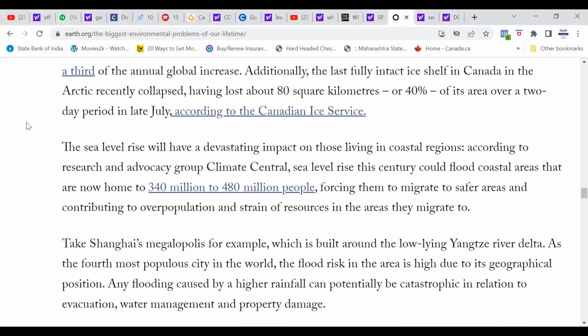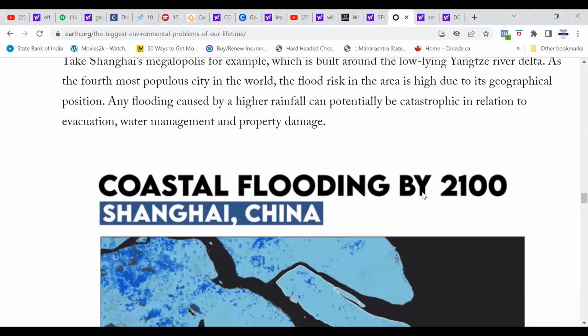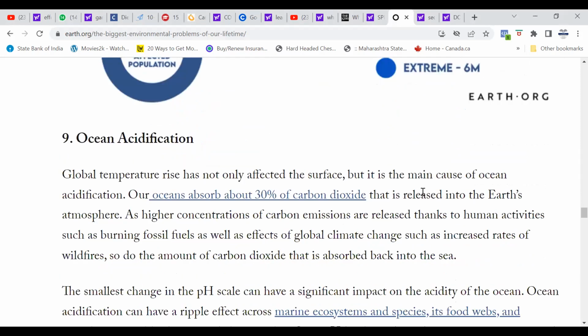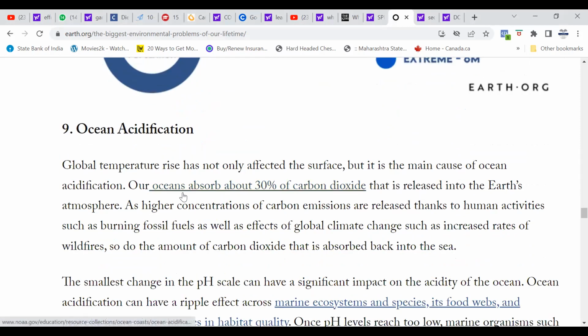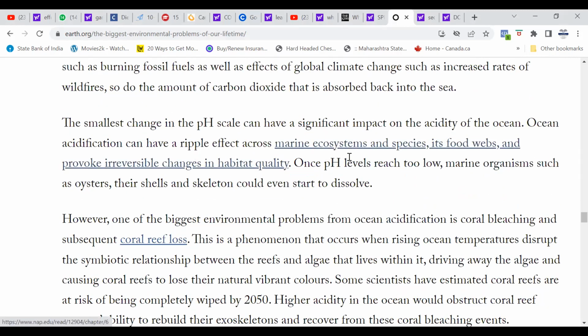Yes. Devastating impact. See, everywhere you'll see this. Devastating impact, catastrophic. Please use this. See how Shanghai has been impacted. How ocean acidification, I was referring to this. Global temperature, high concentration, thanks to human activities, such a sarcastic way of saying it. Thanks to human activities such as burning fossil fuels. They don't say petrol, they say fossil fuels. Ocean, marine ecosystem. They don't say fish. What a beautiful way of saying fish. Marine ecosystem. There's one complete system underwater. There's a food web.